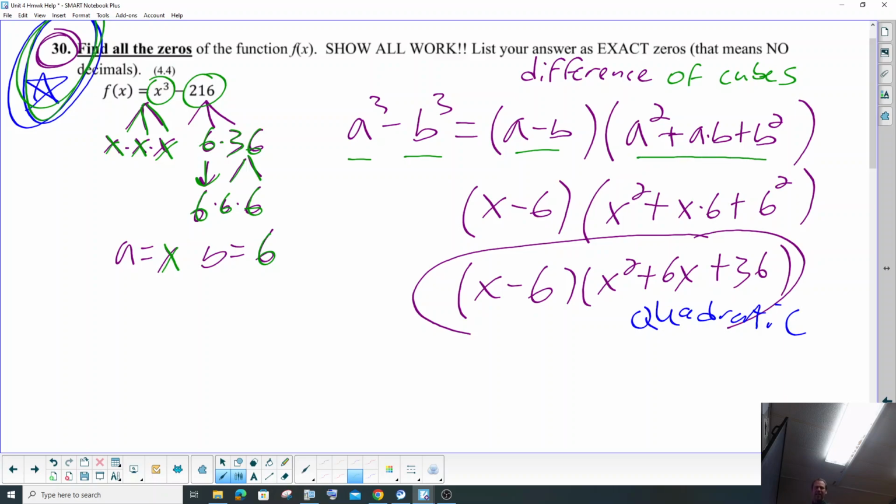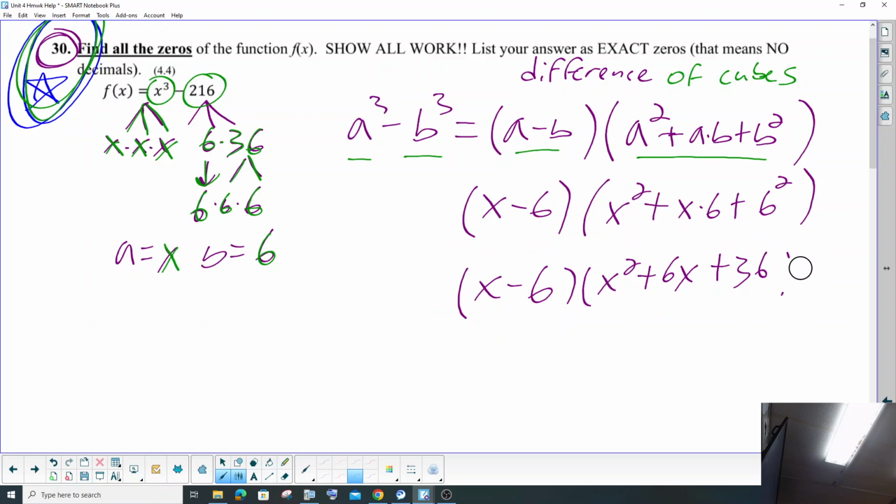So a minus b times a squared plus ab plus b squared, right? And so we go ahead and plug that into our calculator. Okay, here we go. So then wherever we see an a, we're going to plug in an x. And wherever we see a b, we're going to plug in a 6.